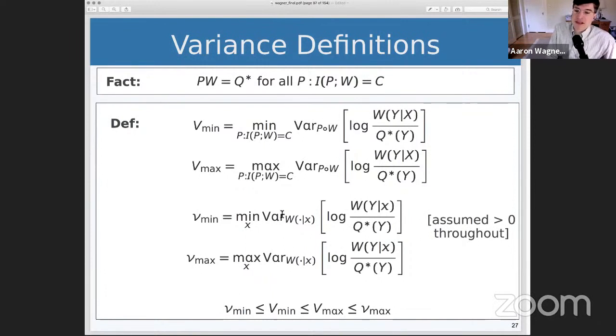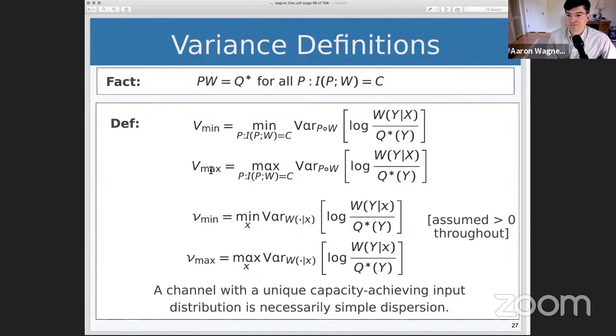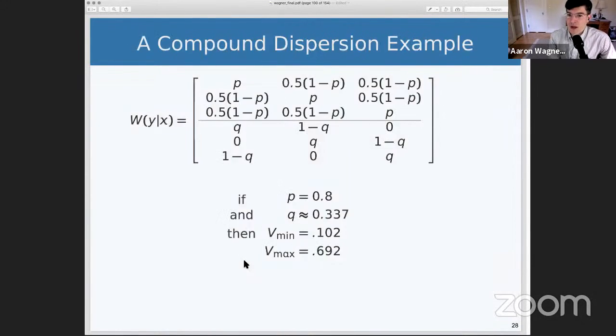All right, I'm going to assume nu min is positive throughout. This is a technical condition that we don't really need to get into too much. We'll define a channel to be compound dispersion if V min is strictly less than V max, otherwise simple dispersion. It's worth pointing out that most channels have a unique capacity achieving input distribution. And for such channels, they are necessarily simple dispersion because there's only one P here, so the minimum ends up being the same as the maximum. But compound dispersion channels exist.